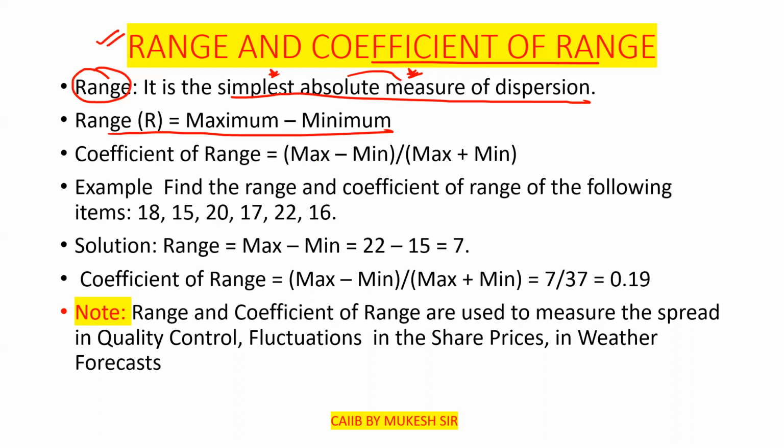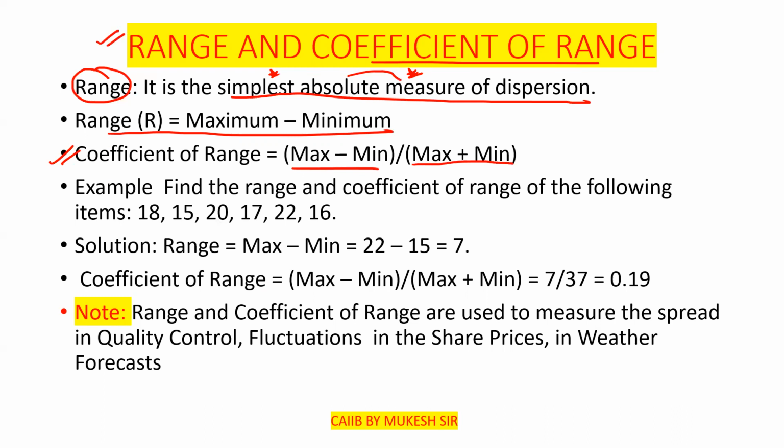Range is simply the difference between the maximum and the minimum. And what is the coefficient of range? The coefficient of range is equal to maximum minus minimum upon maximum plus minimum. Clear? That is maximum minus minimum upon maximum plus minimum.